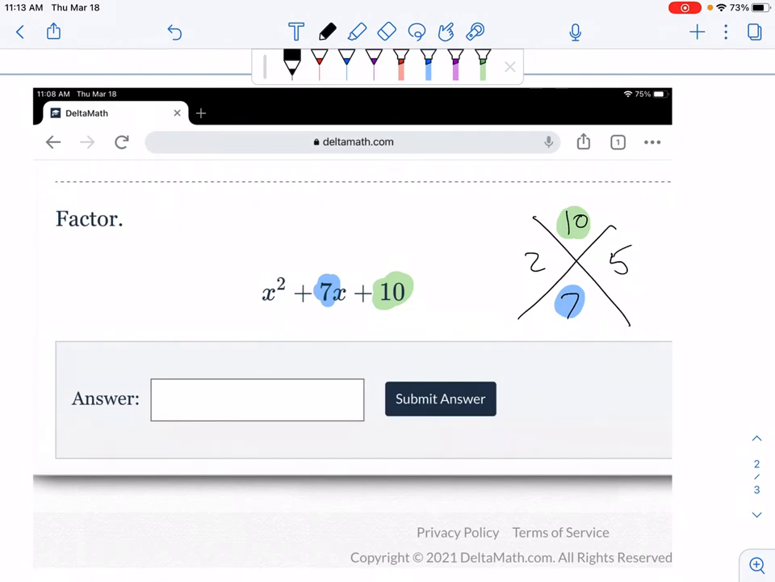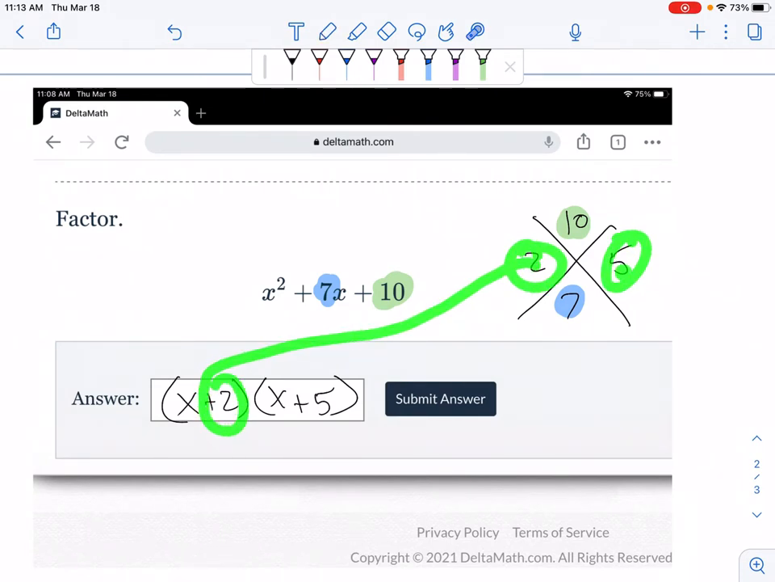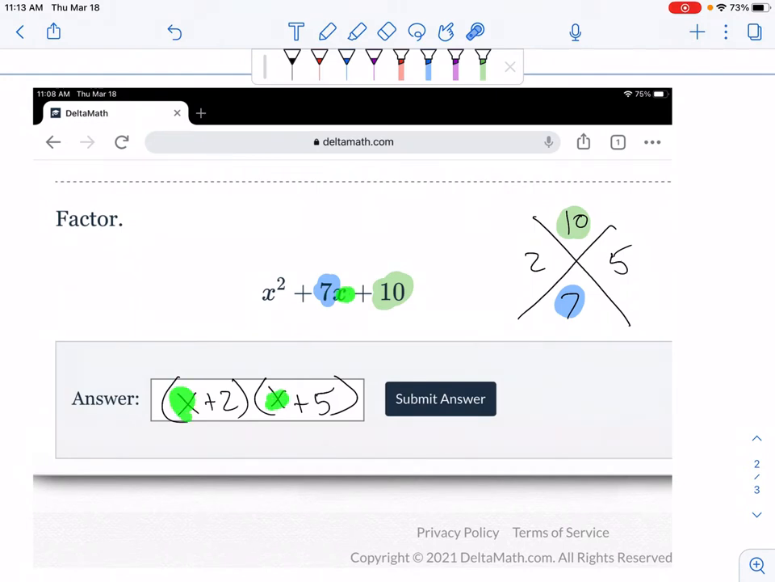So we write our answer as x as two groups. The first group, x plus 2. The second group, x plus 5. The 2 and 5 come from here. We use the middle term in front, so x.